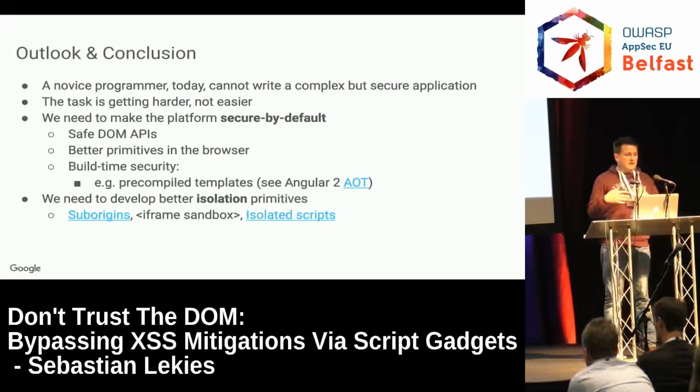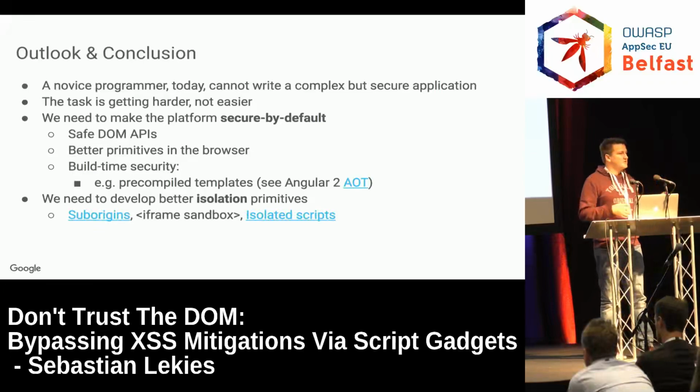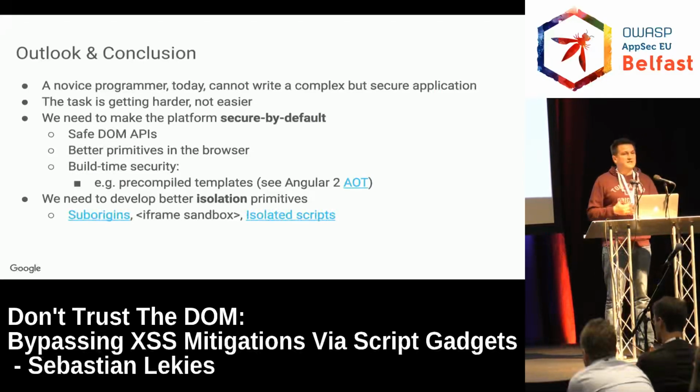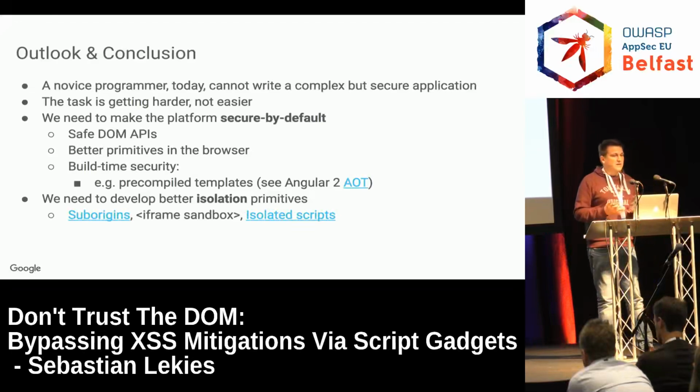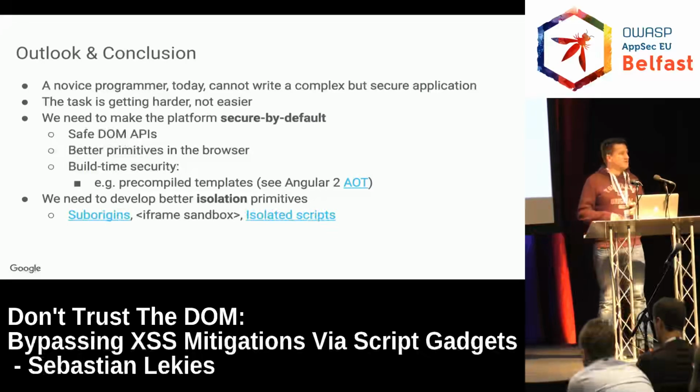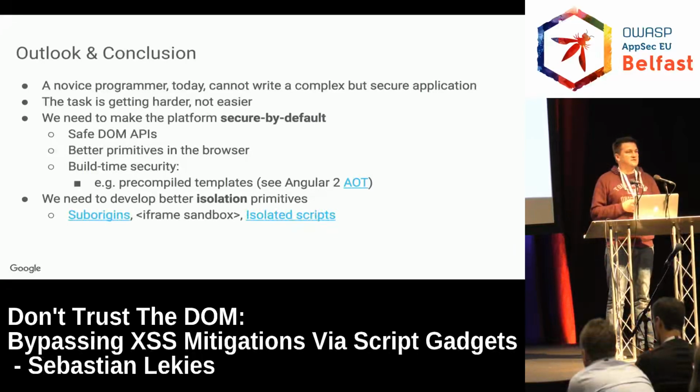And we also need better isolation primitives. That's something that we see in the binary world. It seems in the binary world, mitigations are also kind of problematic, like data execution prevention or ASLR. But what works well is isolation techniques, like sandboxing techniques. And we already have a couple of these isolation techniques in the browser. For example, suborigins, iframe sandbox, or there's another proposal of Eduardo, which is called isolated scripts. So I think we should look into those.